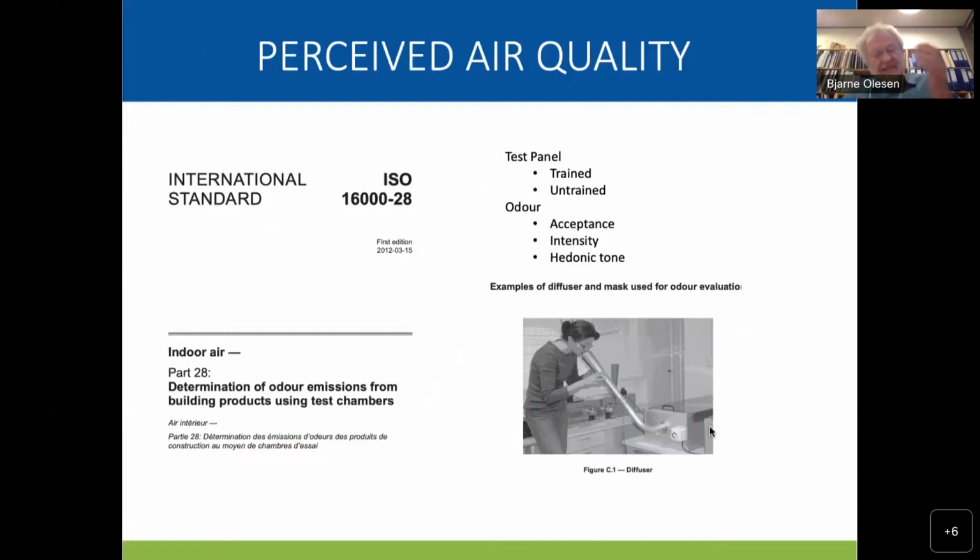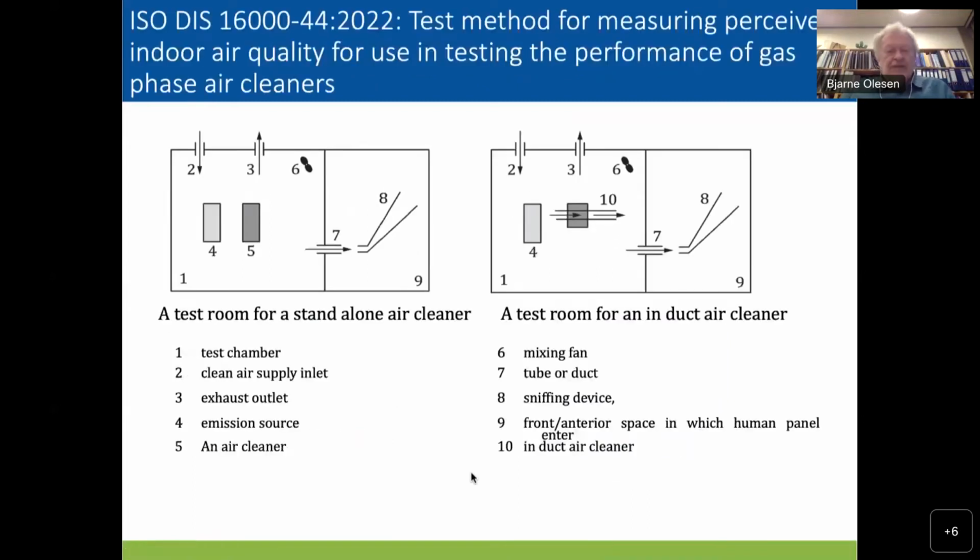There are already standards for measuring perceived air quality. Here you see on the right this funnel where they're testing emissions from building materials. So now there has been a draft international standard which has been out for comments. We are now working on the comments.